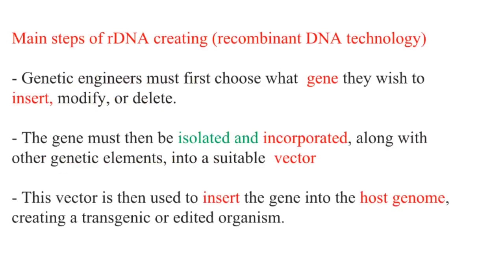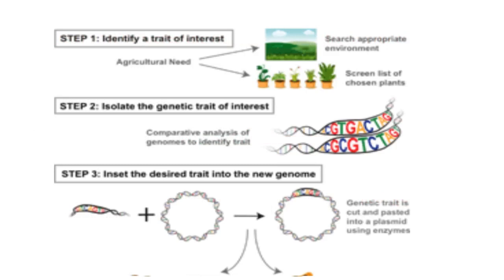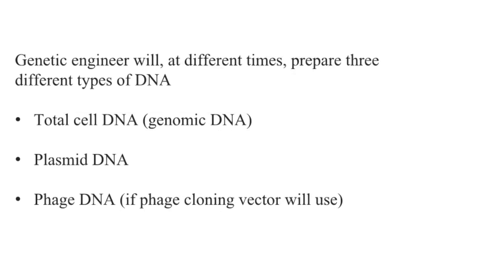Main steps of recombinant DNA technology. Genetic engineers must first choose what gene they wish to insert, modify, or delete. The gene must then be isolated and incorporated, along with other genetic elements, into a suitable vector. This vector is then used to insert the gene into the host genome, creating a transgenic or edited organism. A genetic engineer will, at different times, prepare different types of DNA: total cell DNA, genomic DNA, plasmid DNA, and phage DNA, if a phage cloning vector will be used.